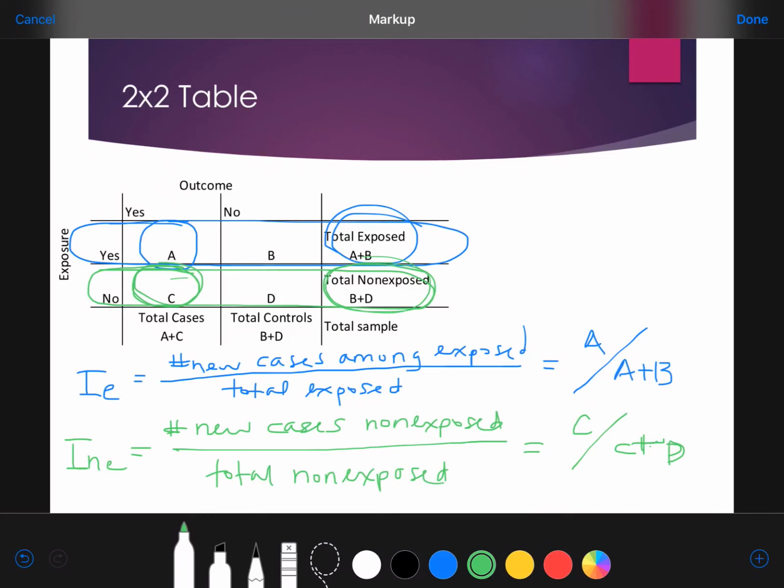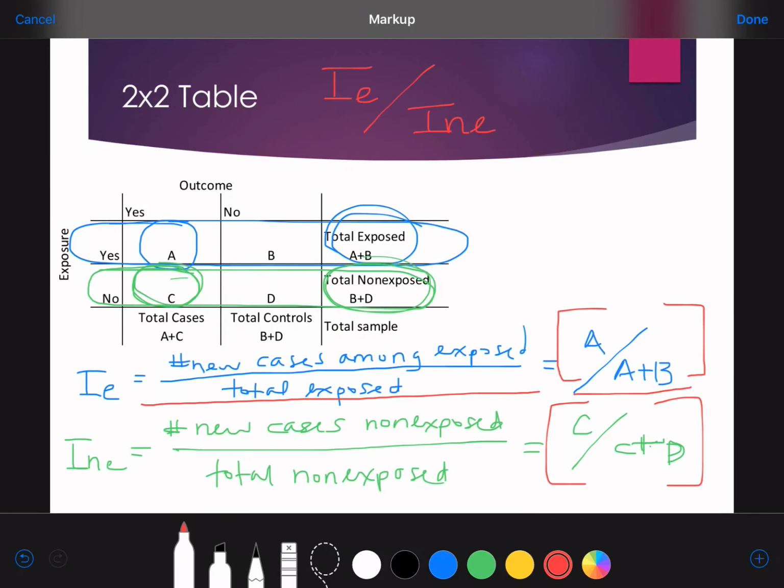Now, if you remember before in the previous slide, what we were looking at was this equation, IE divided by INE. So, in order to get that, you'd have to divide these guys. So, it'd be like putting this data over this data. One of the important things to remember when you do this is you need to put it in brackets when you do these calculations. And I think it's a lot easier to understand it if you do it like this.